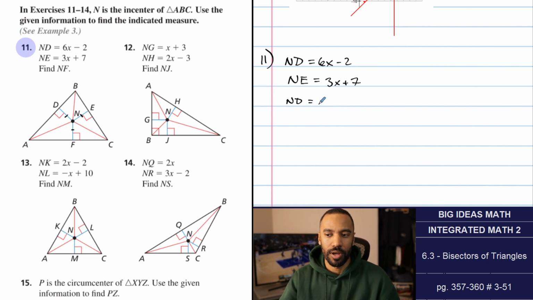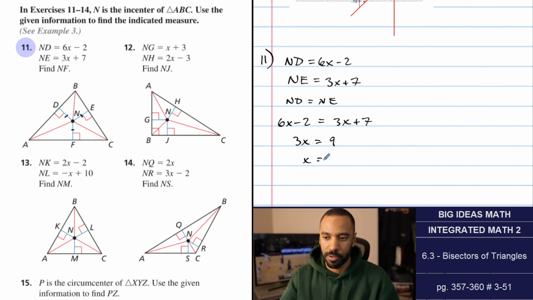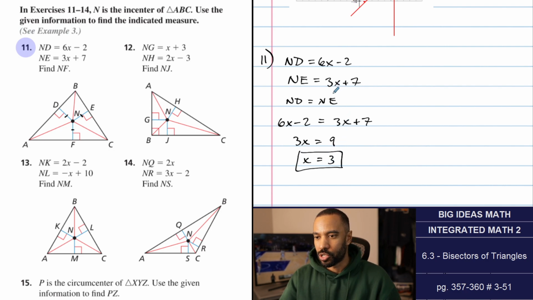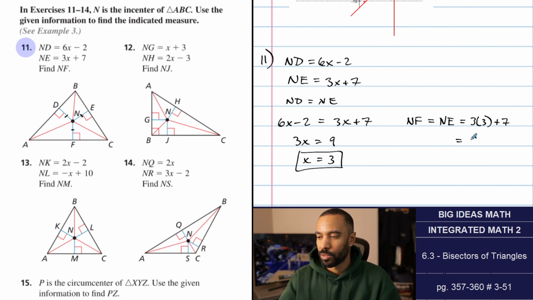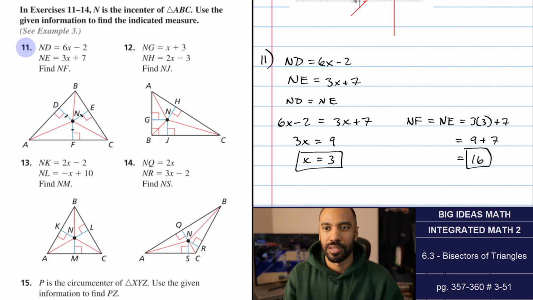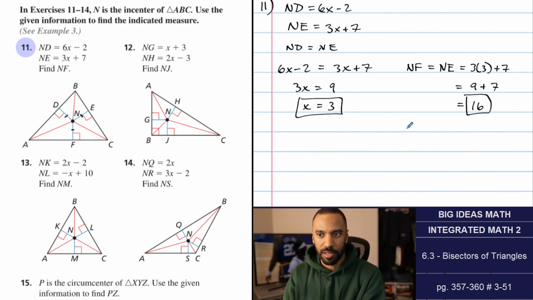So ND should equal NE, or we should set these two equal to each other. 6x minus 2 equals 3x plus 7. Let's solve for x. I'm going to subtract 3x from both sides, add 2 to both sides, and divide both sides by 3. That's not the solution. We do have to find the length of NF. NF should equal either of these same lengths. So let's do NE on the bottom. And let's go ahead and use that expression, substitute 3 for x. 3 times 3 plus 7, which is 9 plus 7, or 16. The length of NF, just like the other two, is 16. That is number 11.